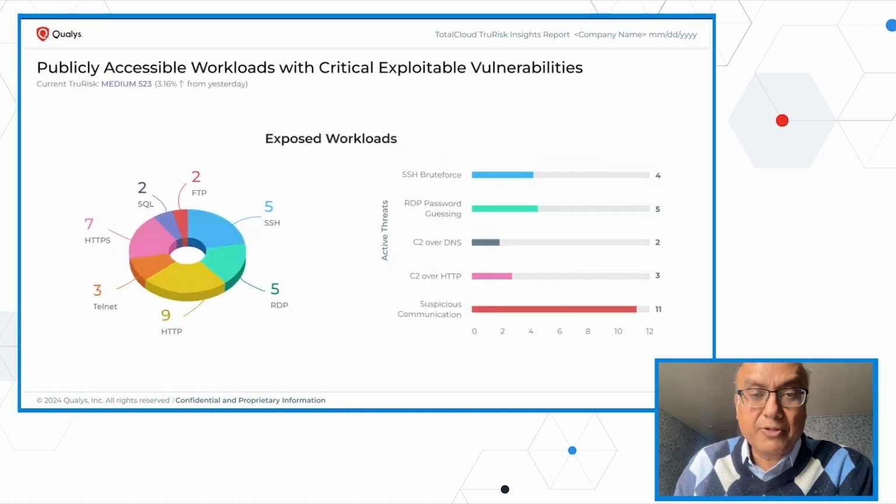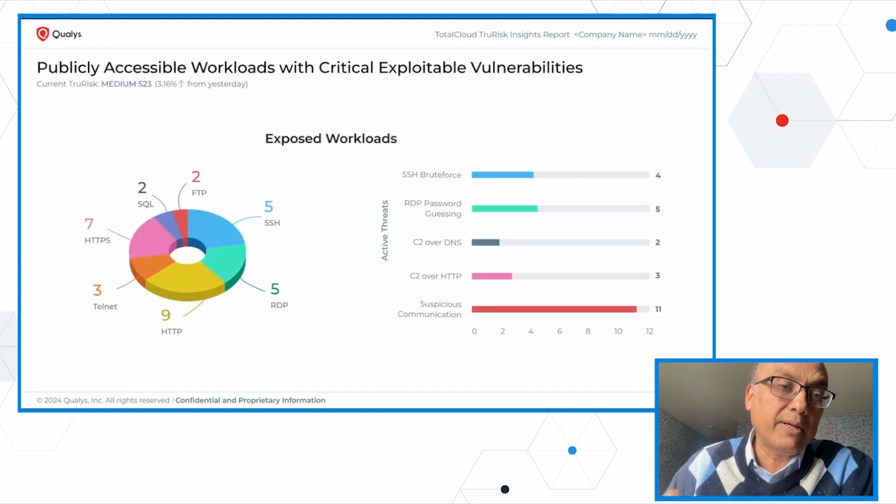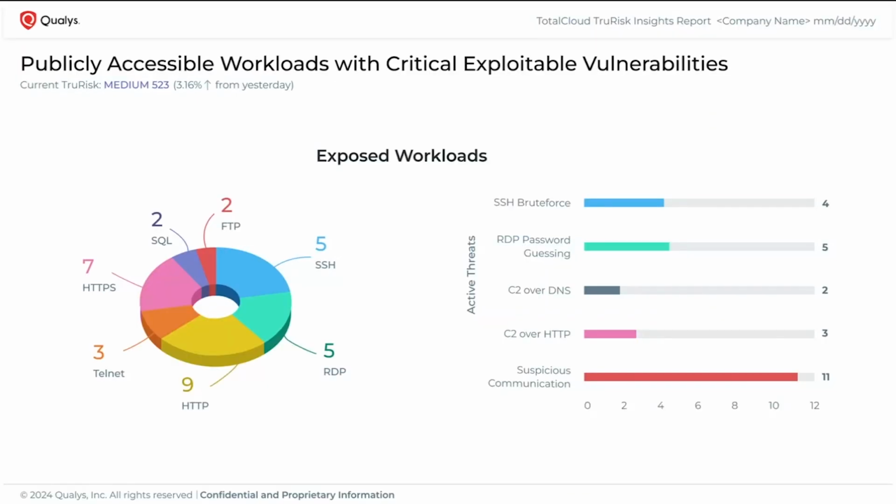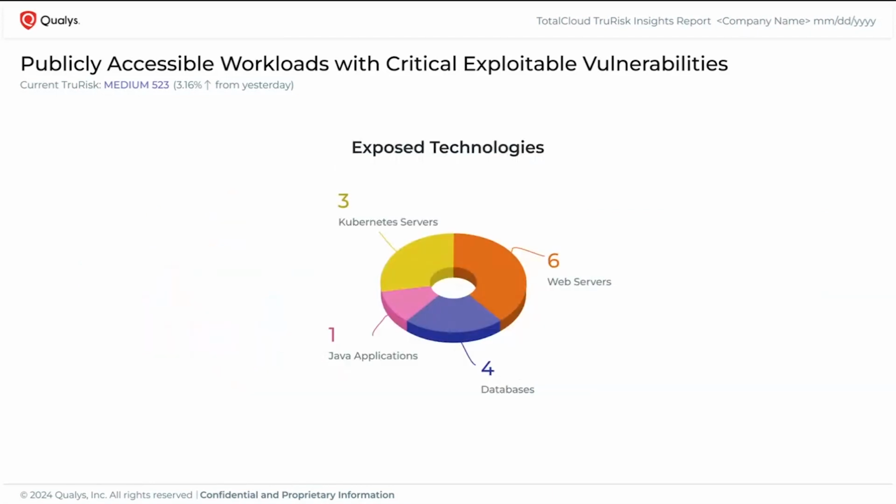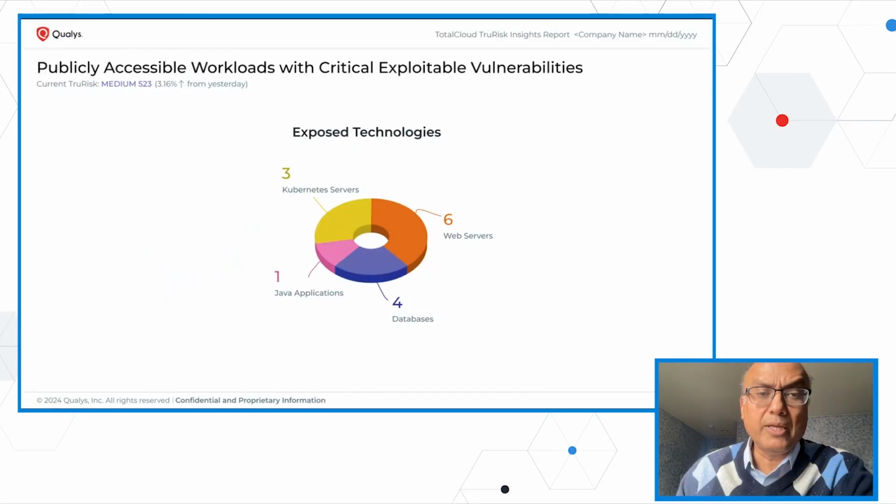Now, what's quite interesting is that we then dig one level deeper. So here we show that of the assets exposed to the internet, there are different protocols that enable these assets to reach, like FTP, SSH, RDP, HTTP, Telnet, and HTTPS. And some of these assets have different kinds of active threats: SSH brute forcing, RDP, C2 over DNS, C2 over HTTP, and suspicious communication. There's also a different view which shows for the assets exposed to the internet, what the technologies are that are on the assets.